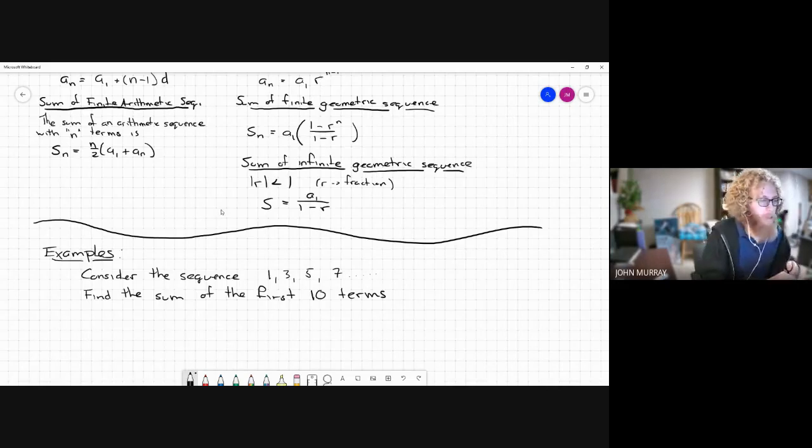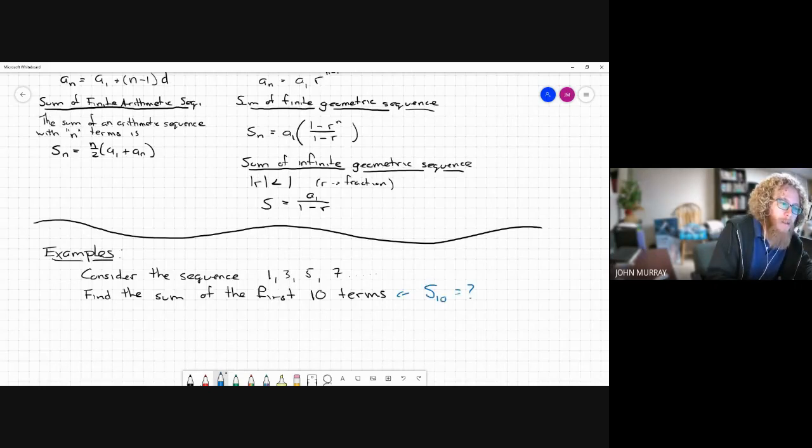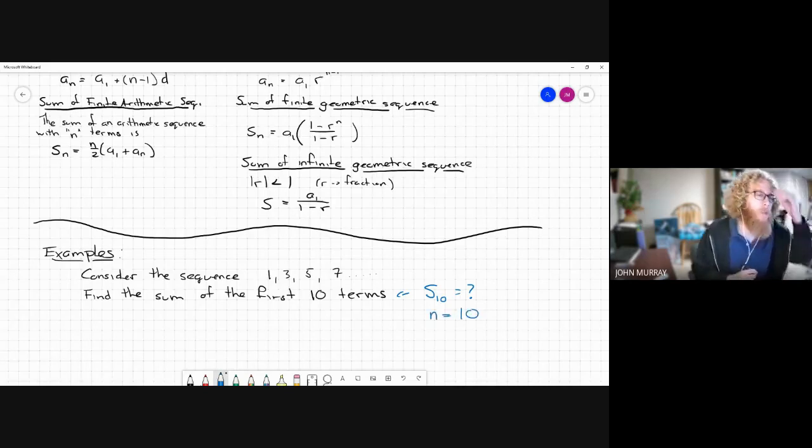All right, so first, what are they asking us for? They're asking us for what is S10? That's what we mean when I have the S with the little n, we replace the n with whatever that is. That also tells me that my n is equal to 10. I'm looking for 10 terms. I want to find the sum of 10 terms.